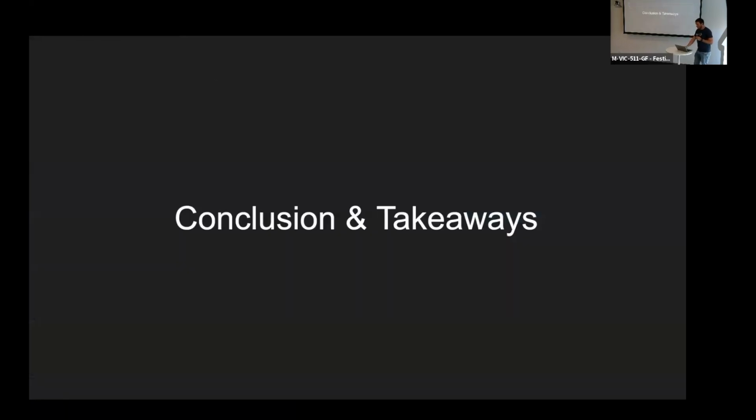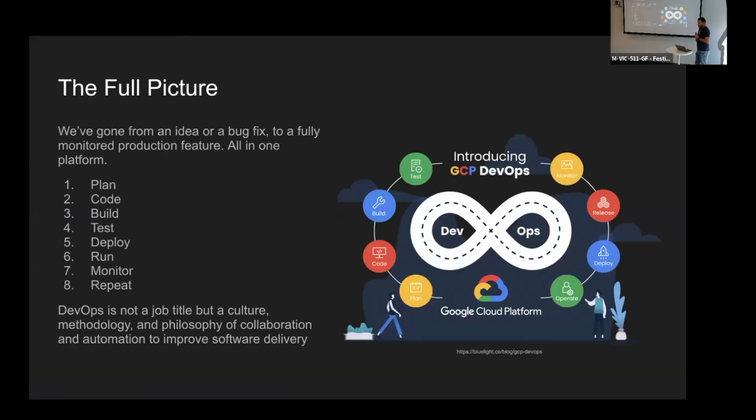So some of the, I guess, conclusions or takeaways that you might want from this. This is the full picture of what we've just talked about. So we've gone from an idea or a bug fix to a fully monitored production feature, all in the one platform. We've planned for our feature, we've written the code for it, we've built it, tested it, deployed it, and we're running the service. And now we're also able to monitor that service.